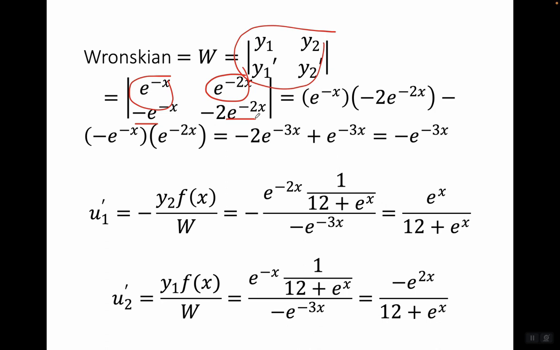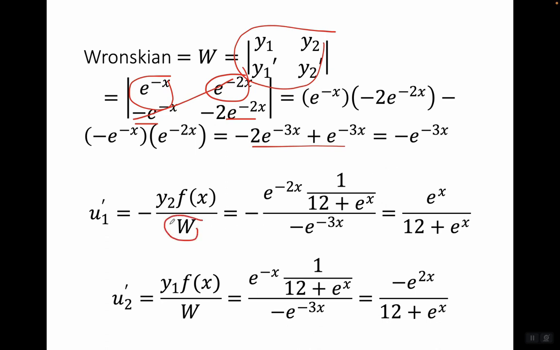When you evaluate this determinant, you get e to the negative x times negative 2 e to the negative 2x minus this diagonal, negative e to the negative x times e to the negative 2x. Multiply that out, you end up with negative 2 e to the negative 3x plus e to the negative 3x. In other words, it's negative e to the negative 3x. So that's the Wronskian. That's what's on the bottom of u1 prime.